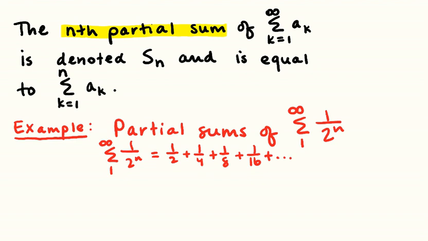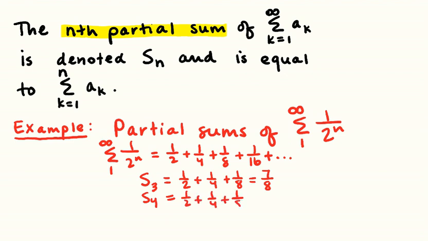The first partial sum is just going to be 1/2, right? You just add one of them together, and that's not really very interesting. So I'm going to start with the third partial sum, S3. Well, that's 1/2 plus 1/4 plus 1/8, and that's going to be 7/8. The fourth partial sum will be 1/2 plus 1/4 plus 1/8 plus 1/16, which would be 15/16.